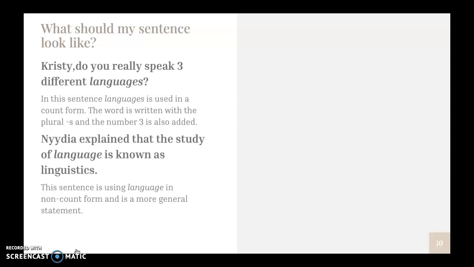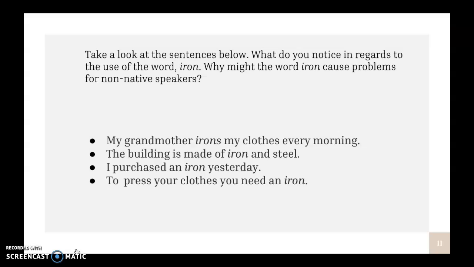What should my sentence look like? Your sentence should have looked something like this. In sentence 1, languages is used in a count form. The word is written with that plural S inflection at the end, and the number 3 is added to quantify the sentence. In sentence 2, the sentence is using language in a non-count form and is a more general statement.